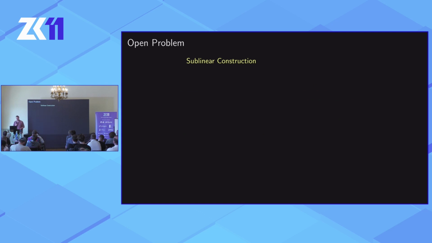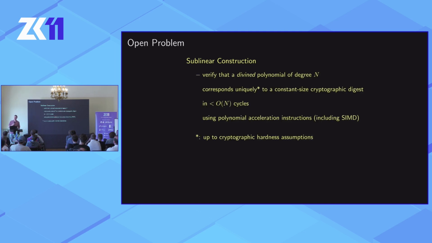And so that gives rise to an open question. And if you're of that mind, please solve this for me. It could take the form of a hash function or of a commitment scheme, but we want some way to verify that a divined polynomial, or a non-deterministically guessed polynomial of degree n, corresponds to a constant size cryptographic digest. And we want to do this in a number of cycles that is asymptotically less than the number of coefficients. And corresponds uniquely. You do get to use cryptographic hardness assumptions. In fact, I think you need cryptographic hardness assumptions.